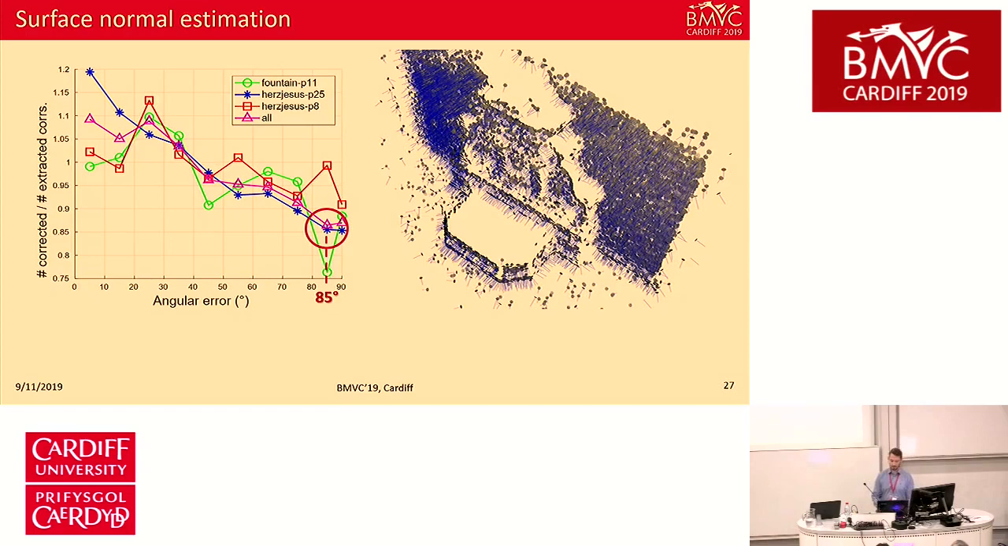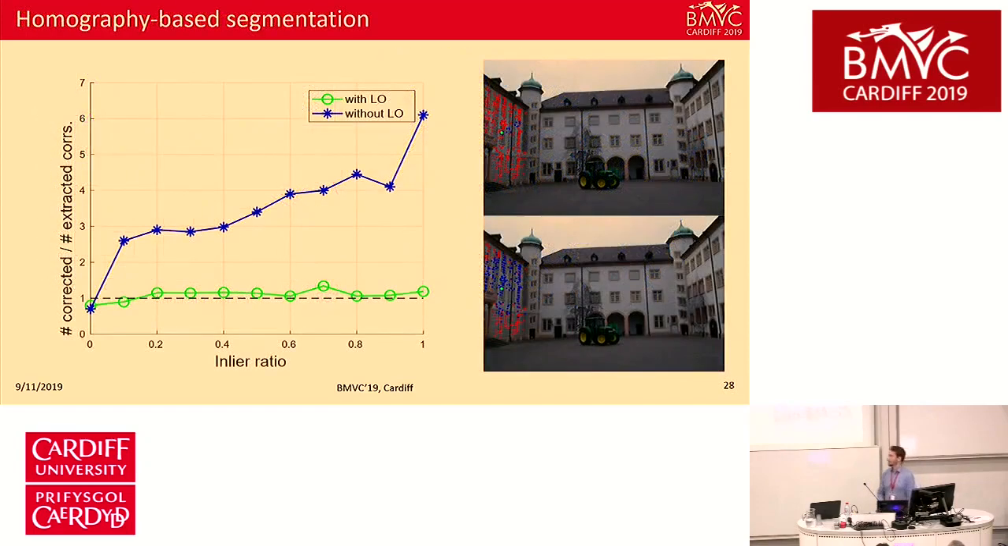And a similar experiment was performed for homography estimation. Here, the horizontal axis shows the quality of the homographies we considered. It's the inlier ratio, so how many correspondences satisfy the homography.